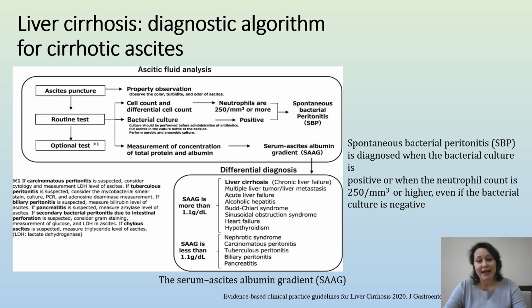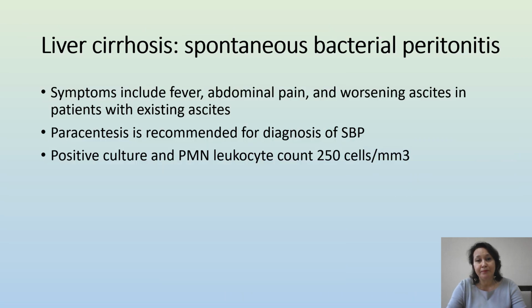If the serum-ascites albumin gradient is less than 1.1 gram per deciliter, it can be in a patient with nephrotic syndrome, carcinomatous peritonitis, tuberculous peritonitis, biliary peritonitis, or pancreatitis. That's why you can see that analysis of ascitic fluid is very important for differential diagnosis of the origin of ascites and diseases which can lead to accumulation of fluid in the peritoneal cavity.